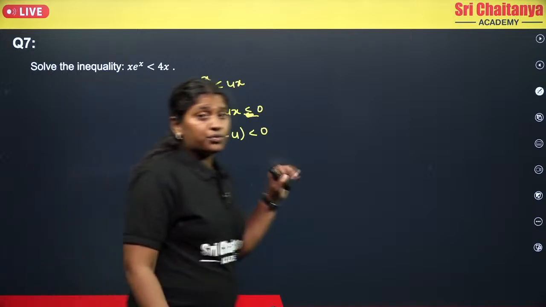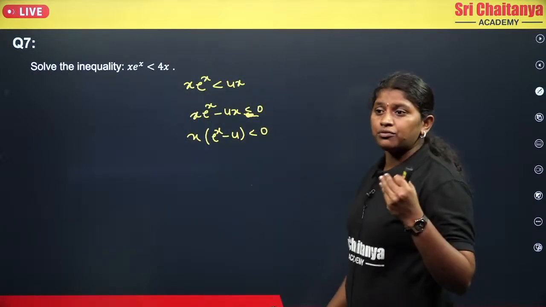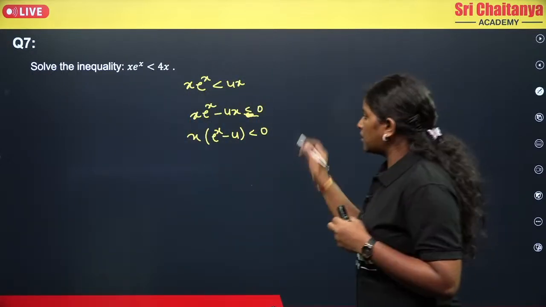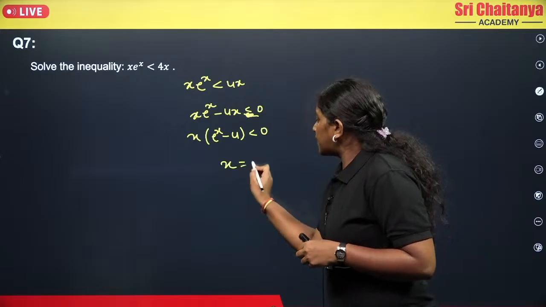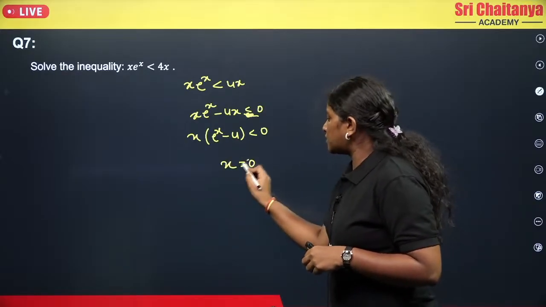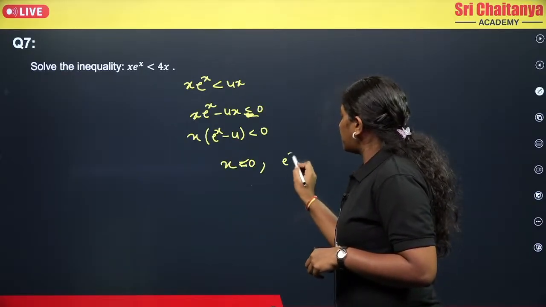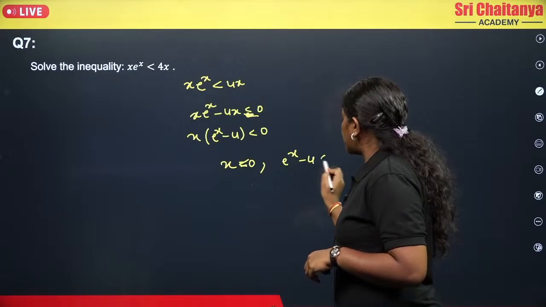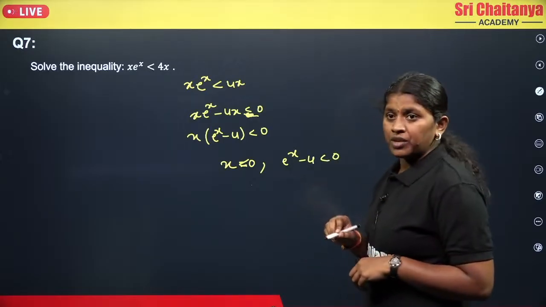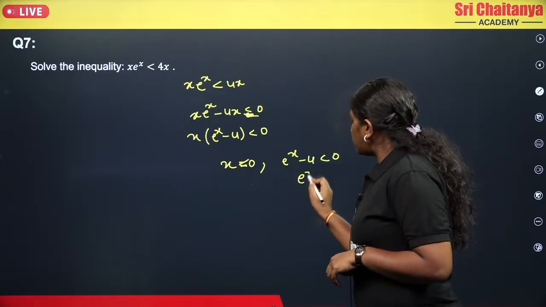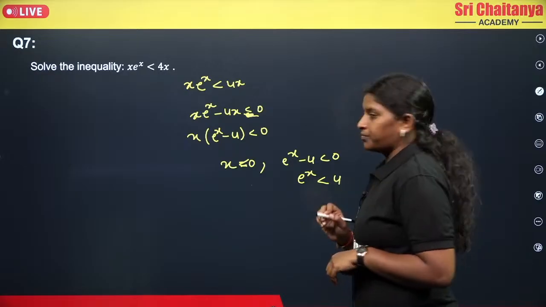So now we need to find the zeros, like we need to find the solutions of the given equation. So we can take that x equals to 0, you will get one condition. Okay. And from here e to the power x minus 4 less than 0. Now coming to here, it will become e to the power x less than 4.